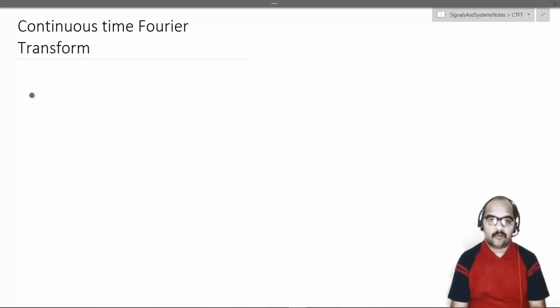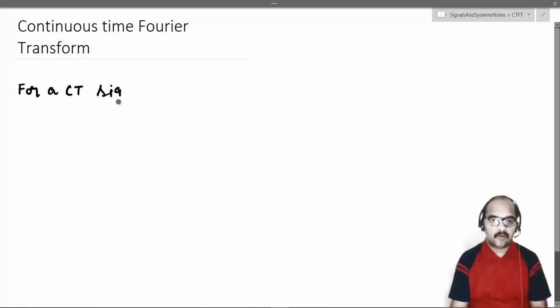Next, let's move on to the fourth chapter, which is the continuous time Fourier transform. We write down, for a continuous time signal x of t, the continuous time Fourier transform. We call the continuous time Fourier transform CTFT.